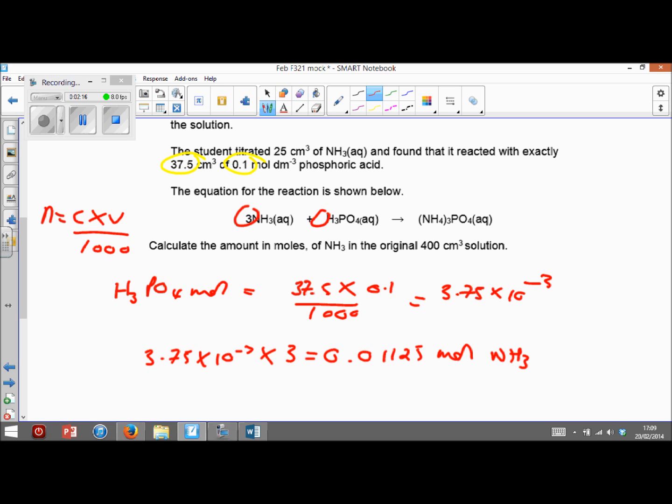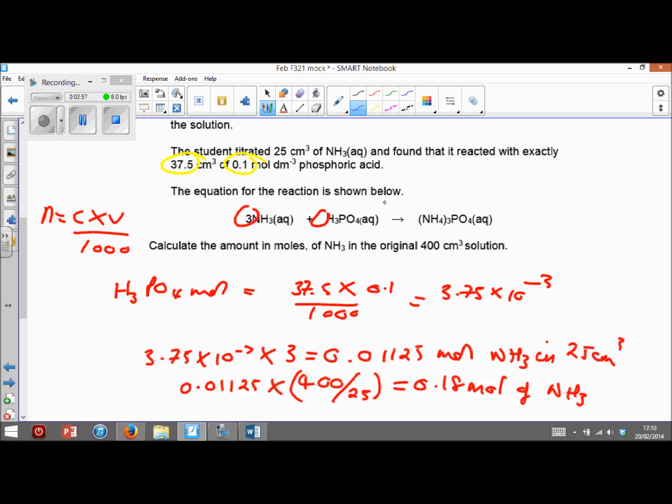But that's in 25 centimetre cubed. What they want to know is the amount of moles in the original 400 centimetre cubed solution. So what you need to do is your answer times what you want, which is 400 centimetre cubed, over what you don't want. What you want over what you don't want. And by my calculator, that gives me 0.18 mole of ammonia.